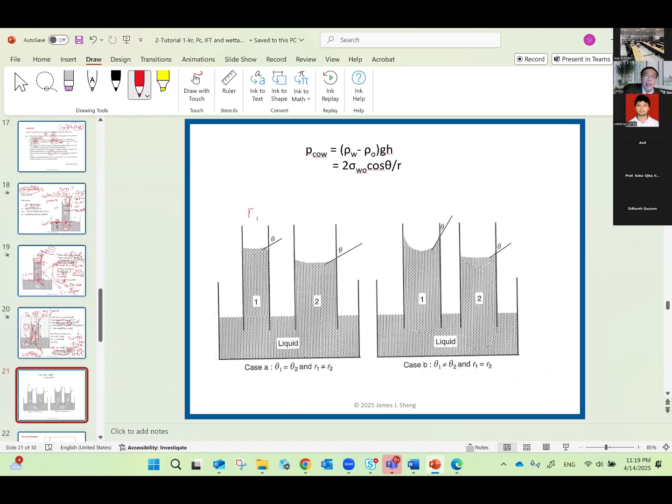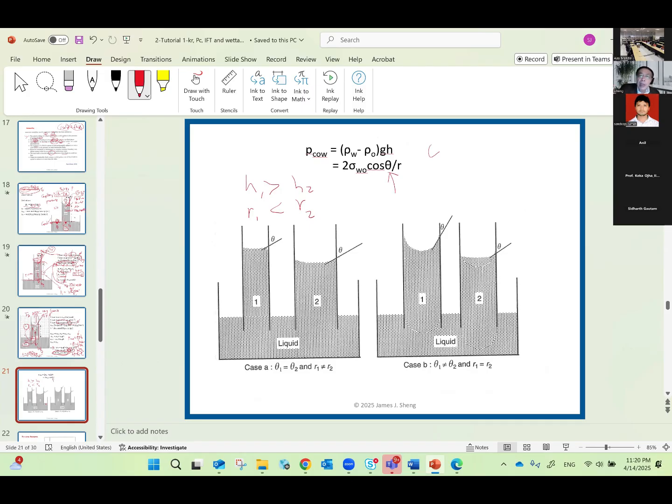R1 is smaller than R2. So then what about height? H1 is higher than H2, right? Okay. So now let's look at another contact angle.